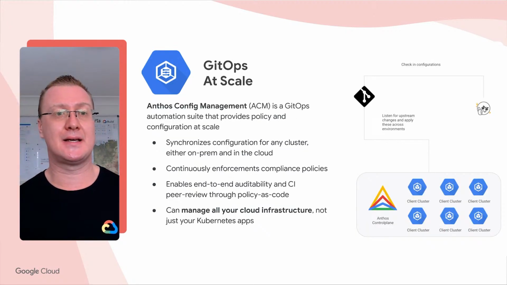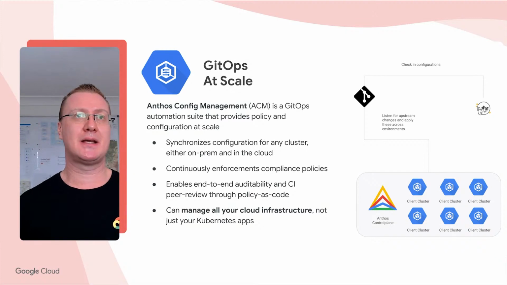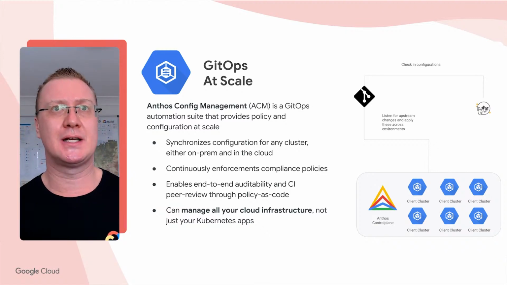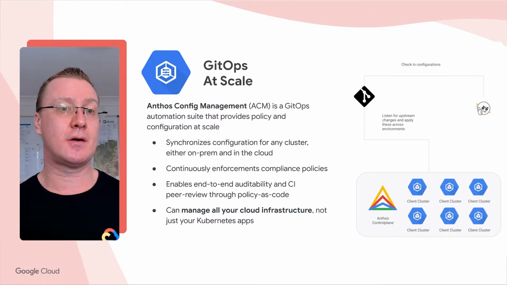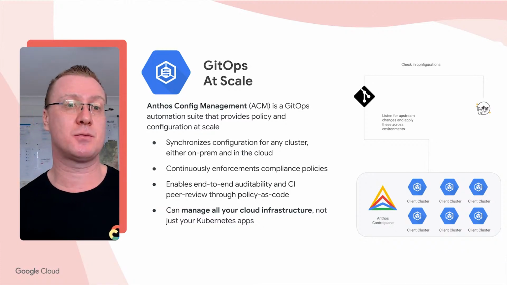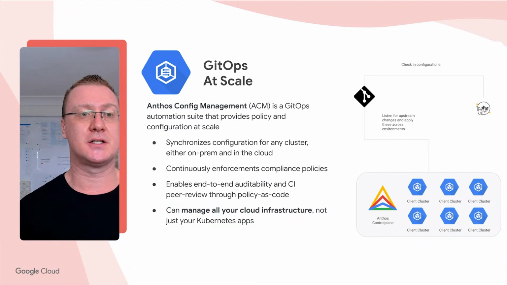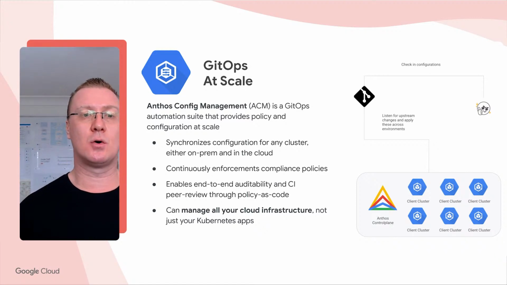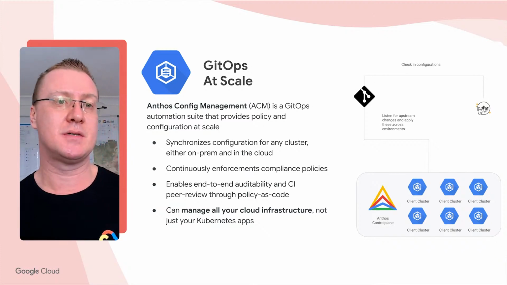The other aspect is GitOps at scale. So in speaking to many organizations, they love the idea of pulling down their configuration from a central source repository and pushing it out to all of their clusters. So Anthos Configuration Management is a GitOps automation suite that provides policy and configuration at scale. So essentially, you're taking your YAML manifest as policy and you're deploying it across all of your managed clusters with that end-to-end auditability, CI peer review, and policy as code. So you can manage all your cloud infrastructure, not just your Kubernetes apps with this.